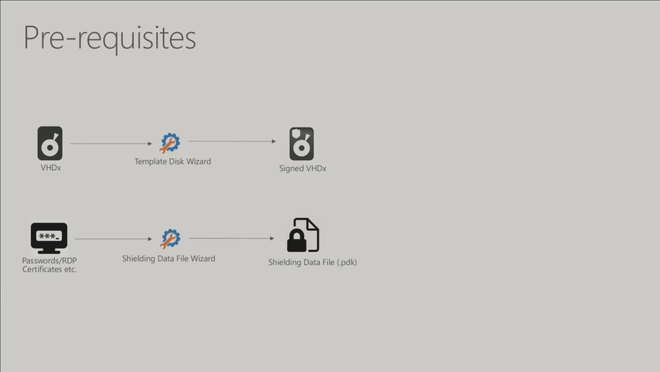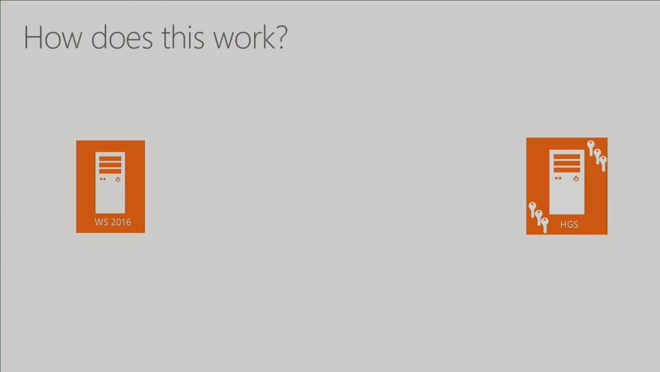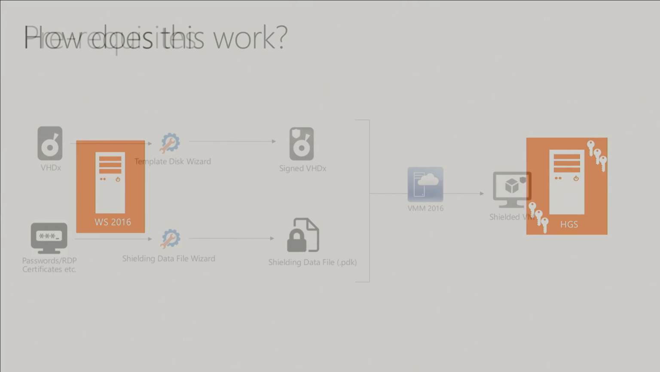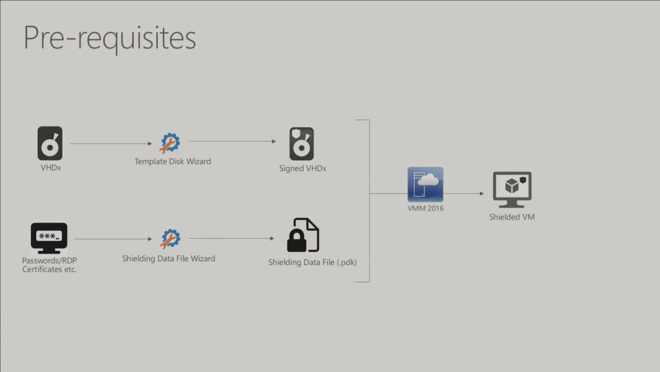the hoster, then I would be defeating the whole purpose, right? So by using the Shielding Data File Wizard, all you do is create a sort of bag of data which is opaque to the hoster. Because it's in encrypted format, only you can look at it. And then you upload this to the hoster. And now in VMM, you can create a shielded VM using the signed VHDX and the PDK data.